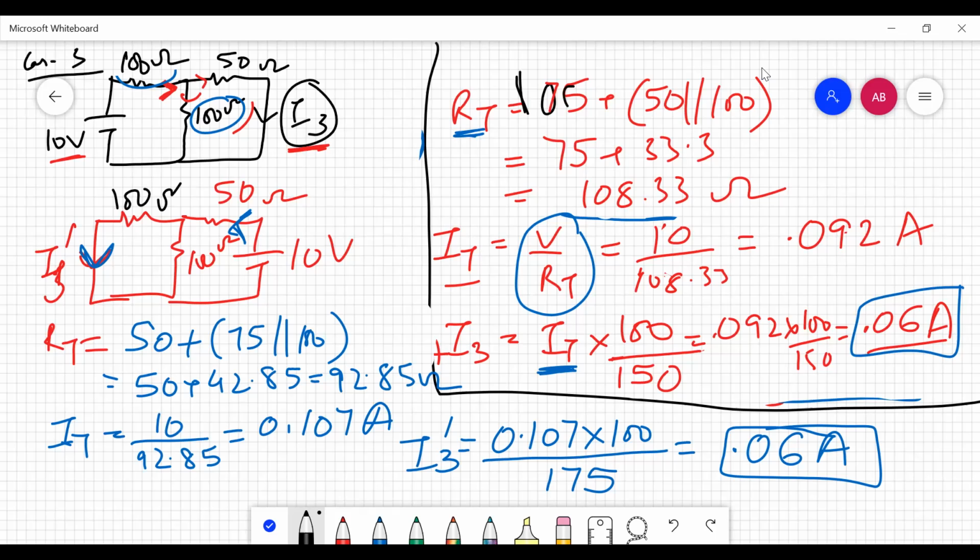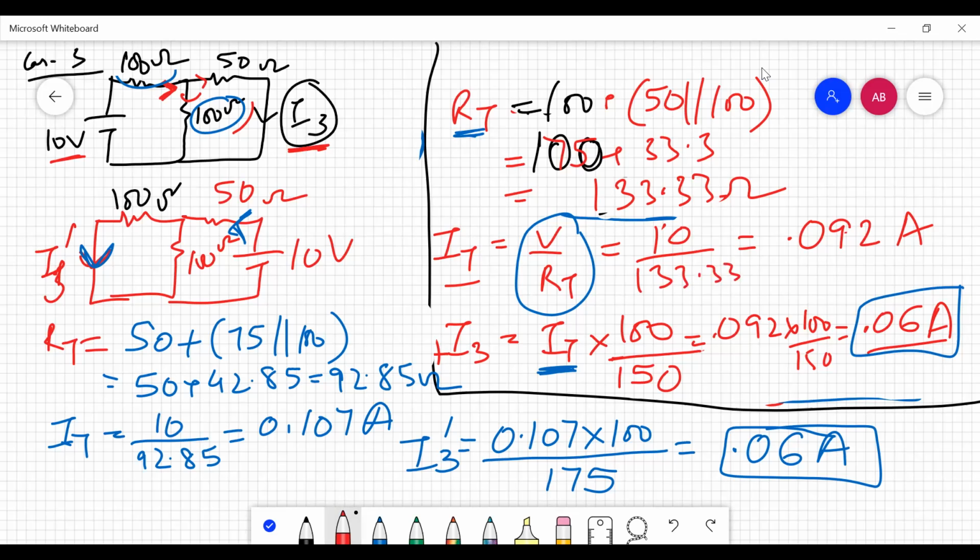Here I'm just changing the values in this calculation only. So this is going to give me 100 plus 50 in parallel with 100. Again this thing will be 100, and this is going to give me 133. Let me just rub and write it here. So it is going to give me the value 133.33 ohms. So here again it will change to 133.33, and that is going to give me the value of current as 0.75 amperes. That is the value of total current.